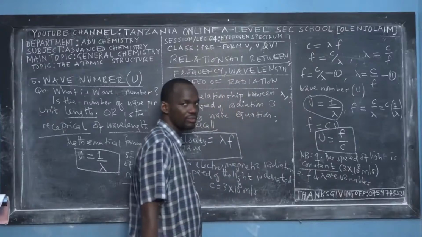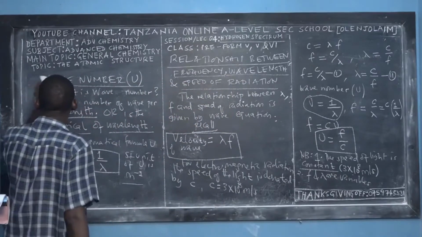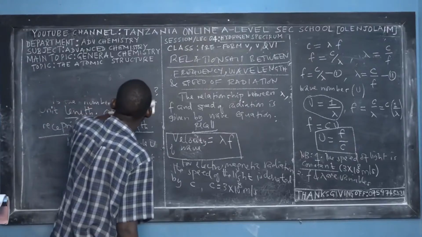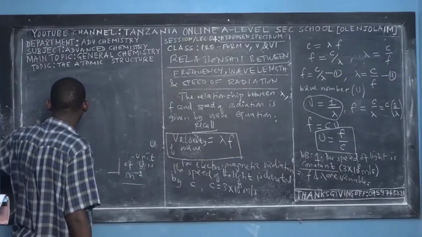So frequency and wavelengths are variables. If that's the case, let me do one example on calculating those terms.